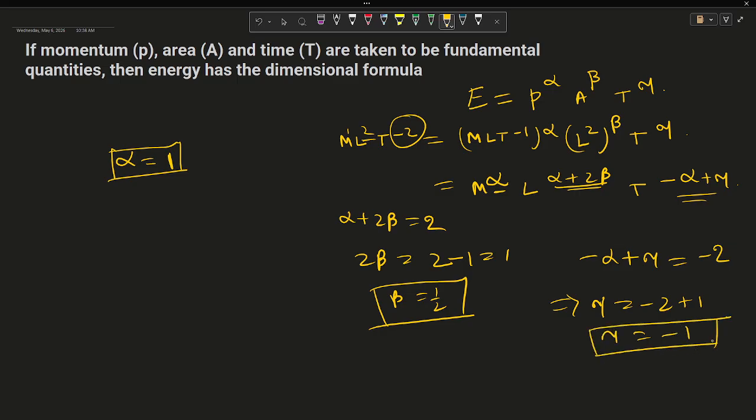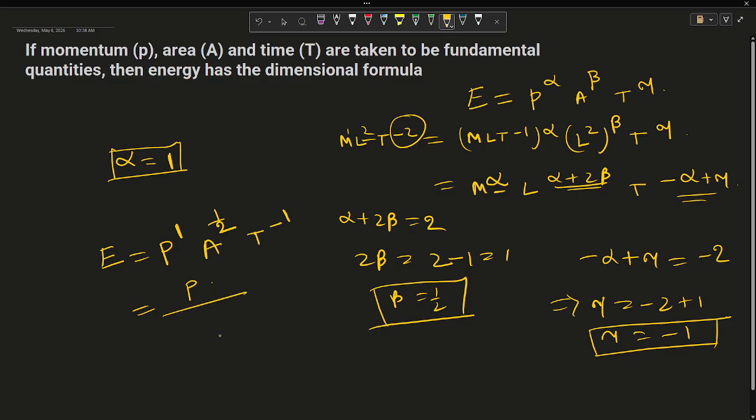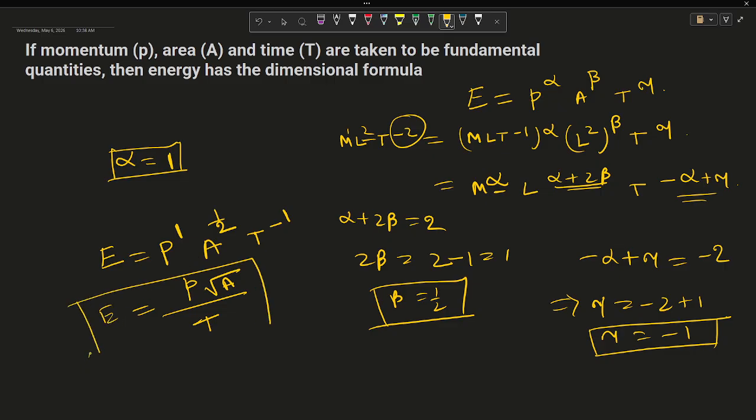Then energy can be written as P to the power alpha, that means P to the power 1, A to the power beta, that means A to the power half, and T to the power gamma, that means T to the power minus 1. If we rearrange it, it may be written as P by T, and it will be root over of A. So it will be the right answer.